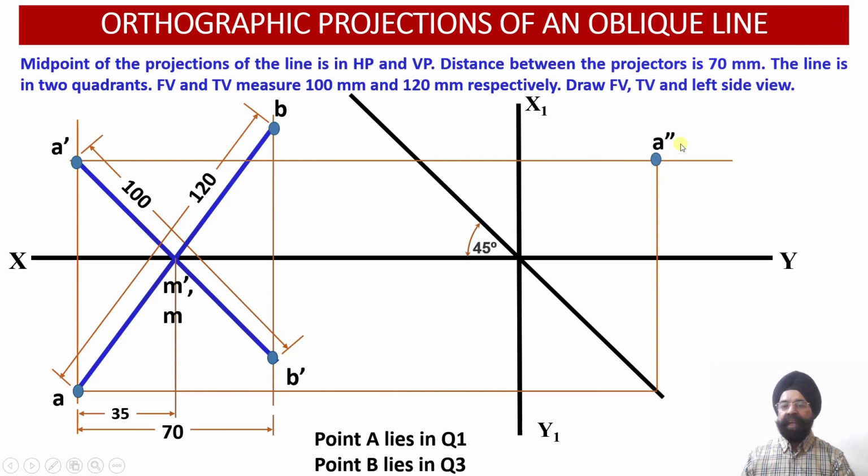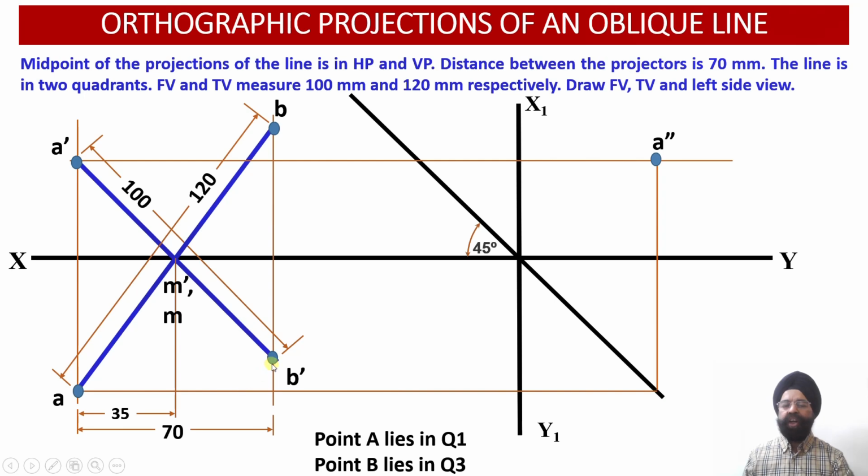So again, the A double dash point will be at the same height as that of A dash, and the distance of point A from the vertical plane has been preserved over here as we have evaluated the A double dash point in the profile view projection.